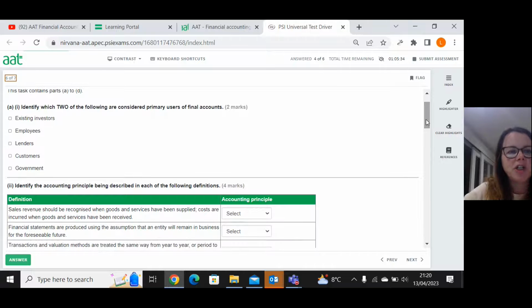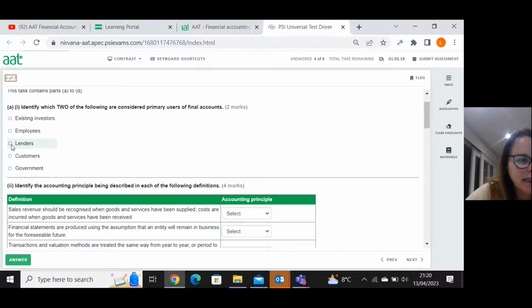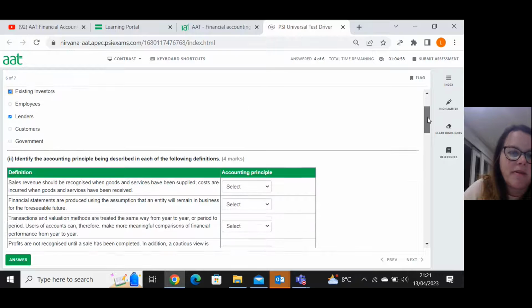So identify which two of the following are considered primary users of final accounts. So this comes from our conceptual framework, and the answer will be lenders and investors. So the others are stakeholders, they are interested, but it's investors and lenders who are the most interested. Investors because they want to see, should they invest in this company? Is it likely to increase the value of their capital? Lenders because they want to make sure that they're going to get repaid.